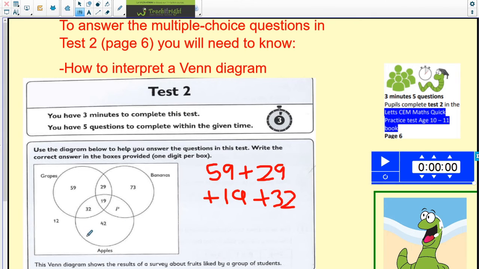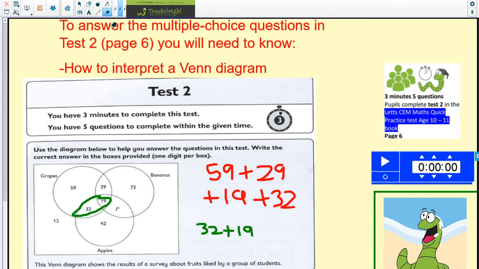And that understanding, the fact that all of these people like grapes, they're just in different groups, helps. Because now I can ask you, okay, how many people like grapes and like apples? Well, for that one, let's do it in green. If you like grapes and apples, you're in these two groups. So it would be 32 plus 19 added together.